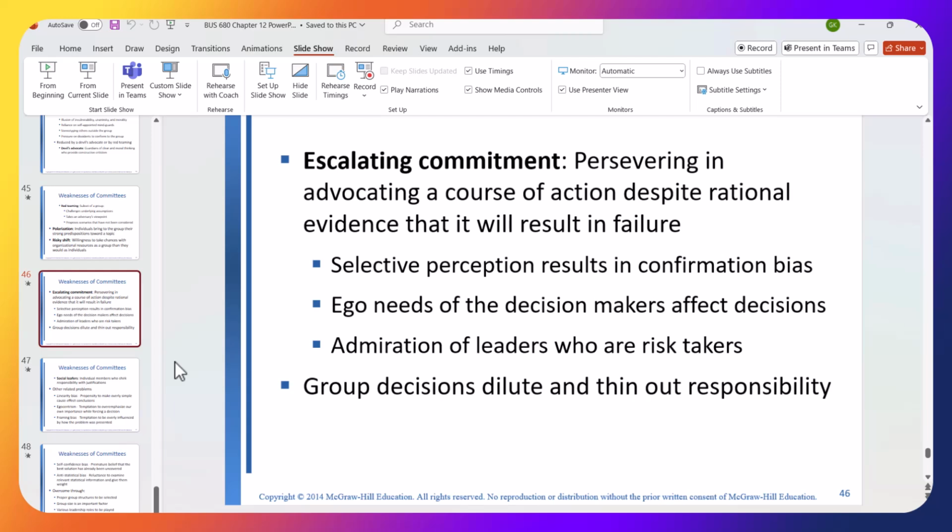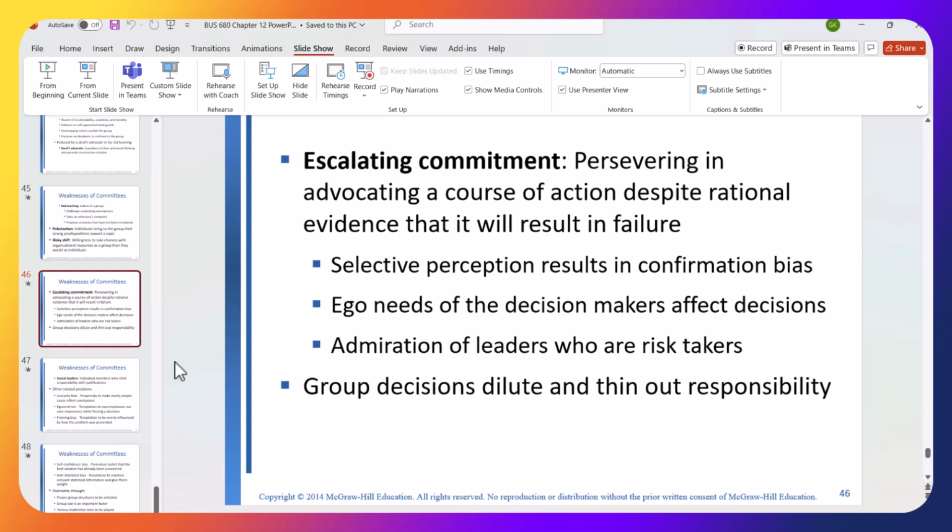Admiration of leaders who are risk takers. You have some people who look at folks with admiration. Well, if I'm looking at them with admiration, there's a high probability that I might be inclined to believe almost anything she says. Group decisions dilute and thin out responsibilities.